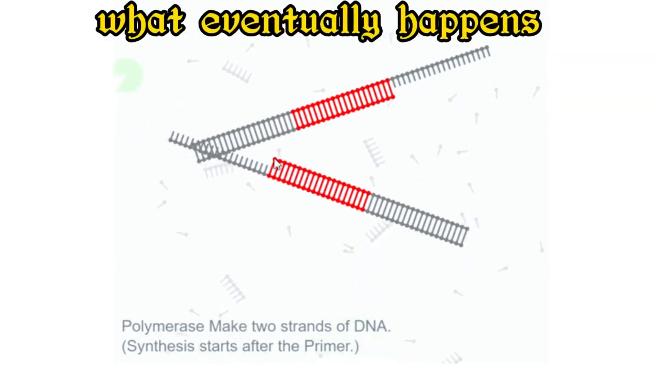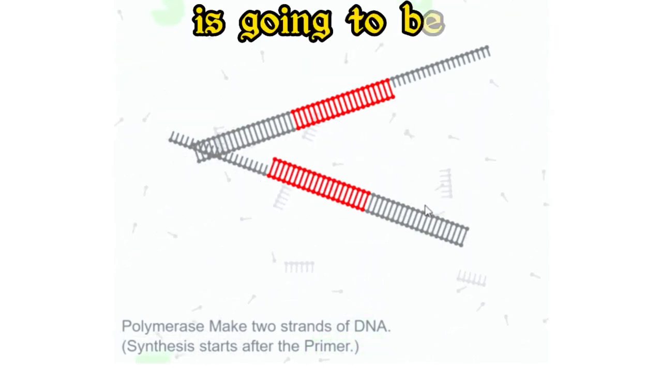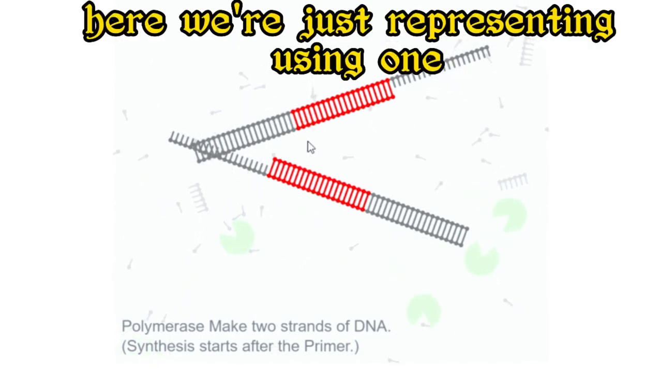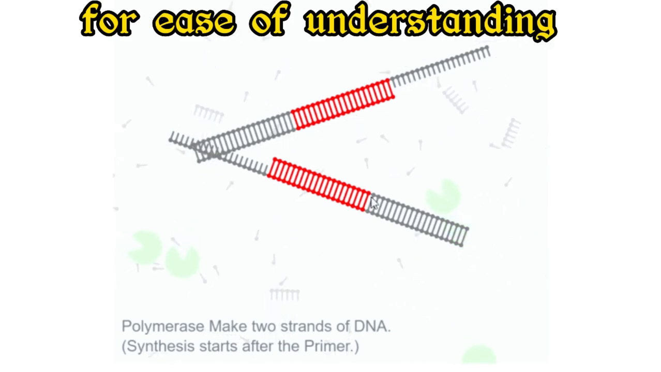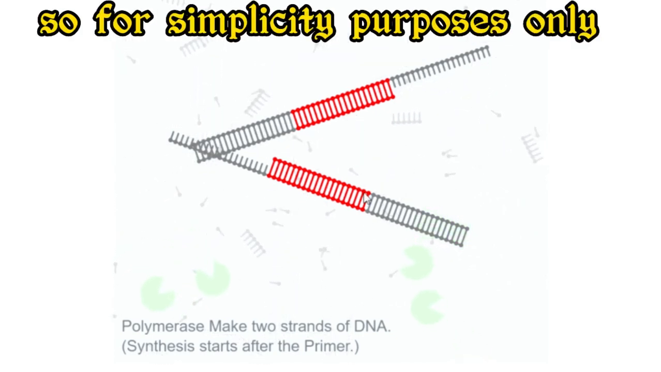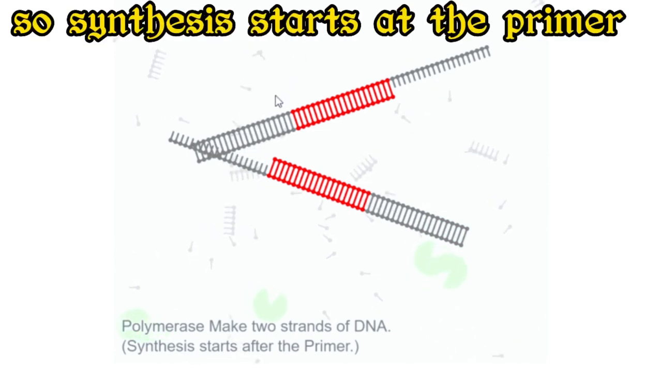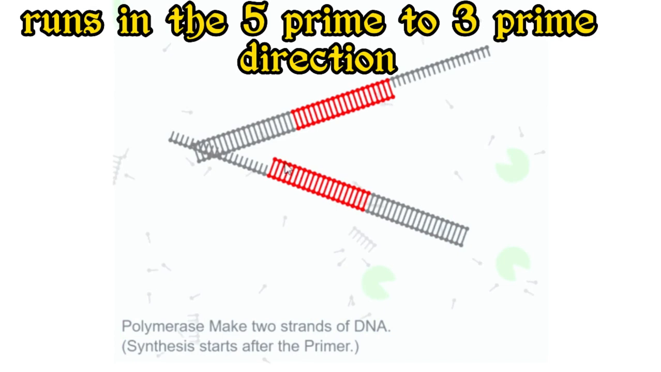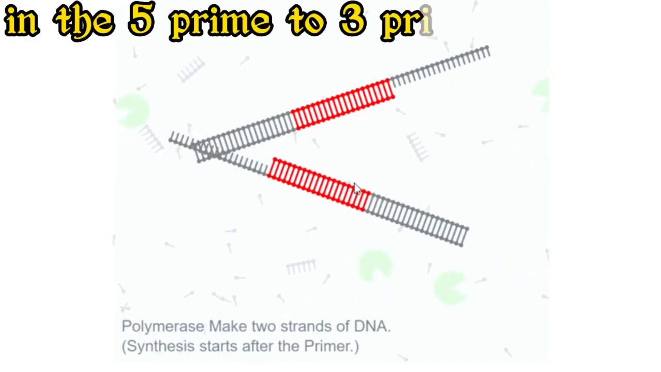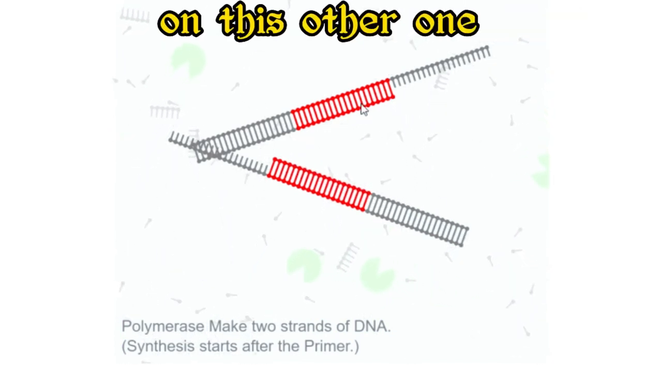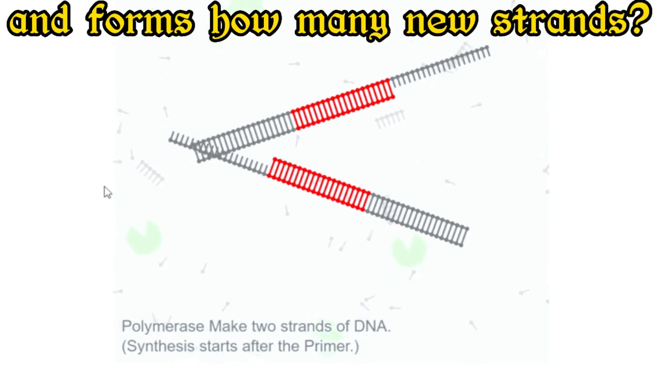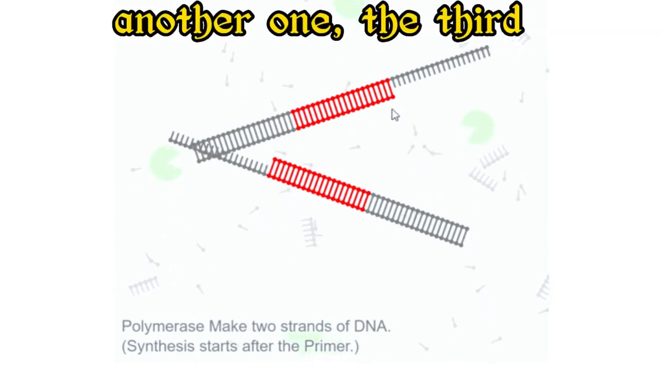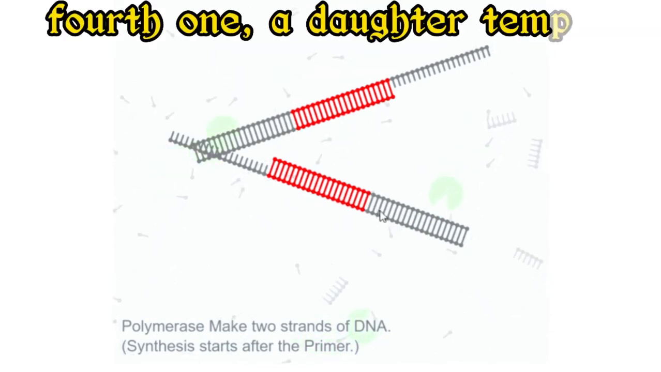What eventually happens is that the DNA is going to be double stranded according to this. So here we're just representing using one for ease of understanding, for simplicity purposes only. Right, so synthesis starts at the primer. DNA polymerase runs in the 5' to 3' direction on this other one, and forms how many new strands? One, the original; second, a daughter template; third, the original; fourth, a daughter template.